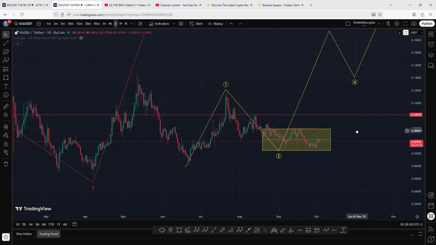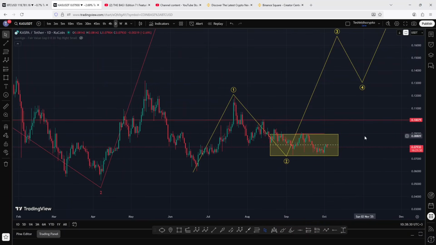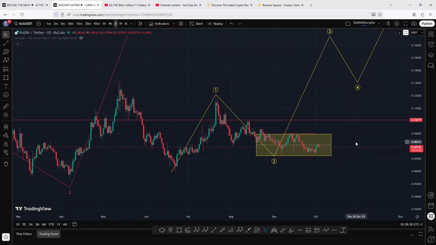And on today's update video, I will be discussing the price action that I expect on the short term here on the Kaspa chart. So make sure that you stick around till the end of the video.